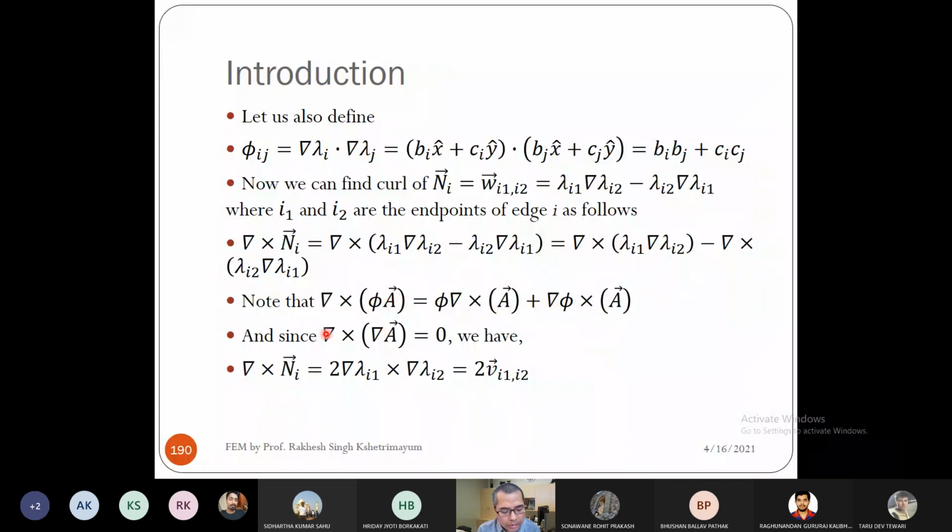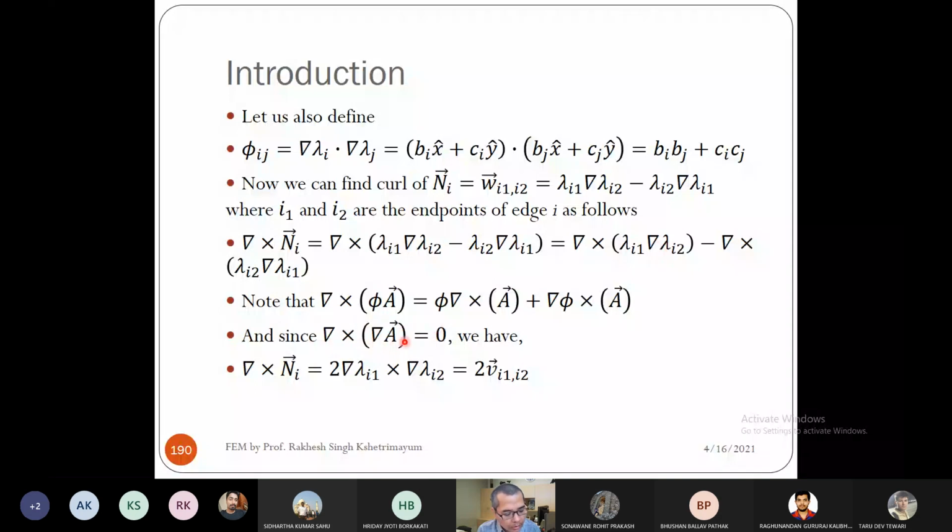And you can see that the curl of A is equal to 0. Curl of A is 0. This is one of the vector identities also: when you take the curl of a gradient. So the curl of this term, we will have this kind of term here also.